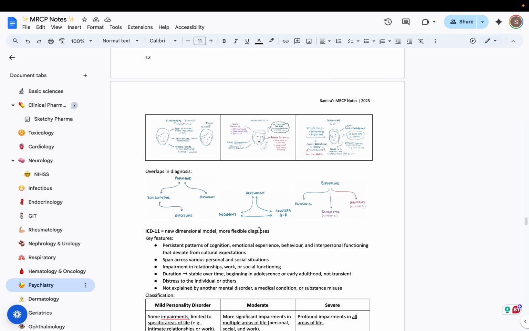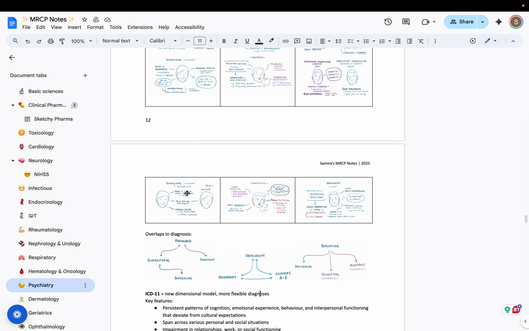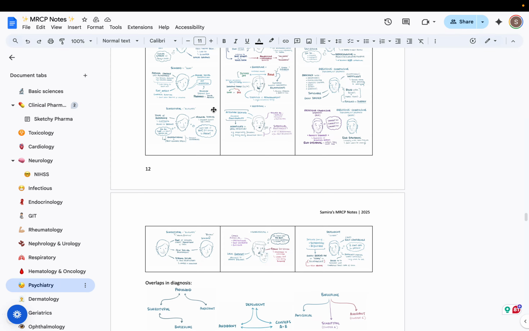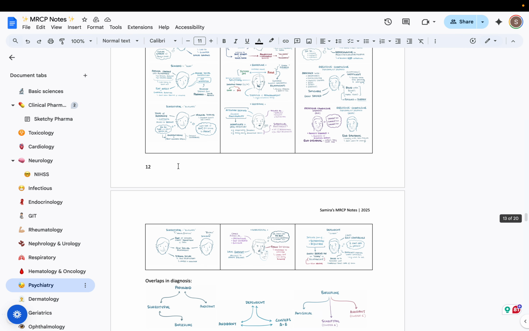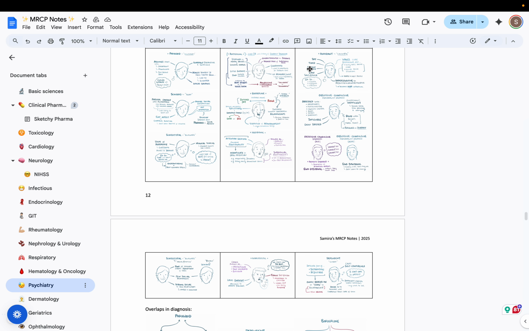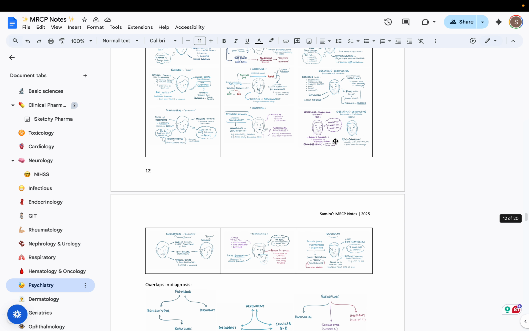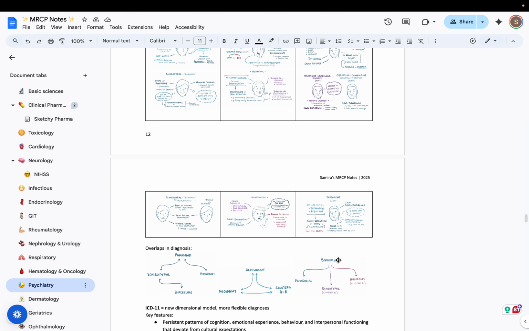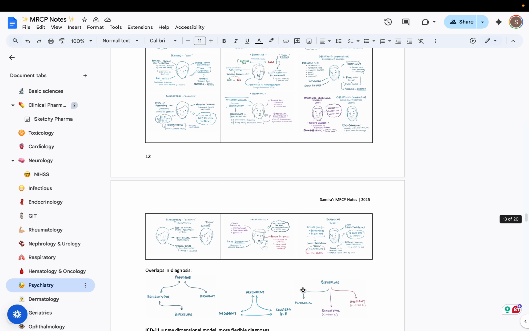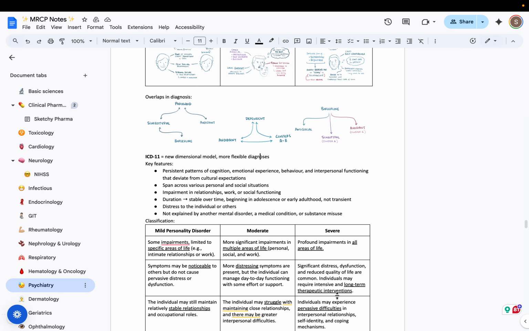Okay, there is some overlap in diagnosis. So borderline can be similar to schizotypal. Really? Maybe. And schizotypal can also be similar to paranoid. Yeah, makes sense. And paranoid with avoidant, and dependent with avoidant, and also clusters A and B. Borderline can be associated with antisocial, or schizotypal, or avoidant. Okay.